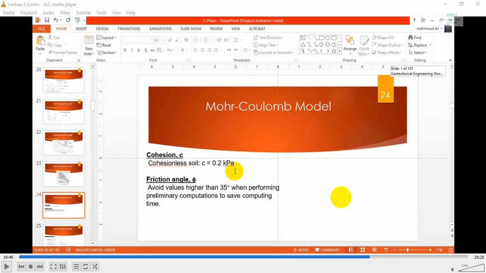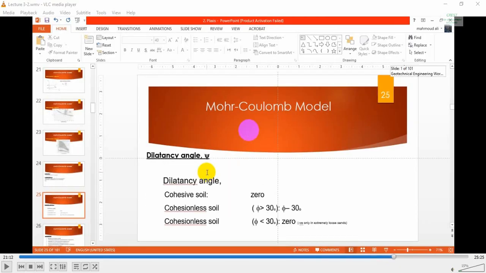For the friction angle, if you are looking for a quick model, just to check your soil behavior, don't use a friction angle greater than 35, just to save computational time. However, when you are doing your actual design model, use the real value of your friction angle obtained from your field or laboratory soil tests.